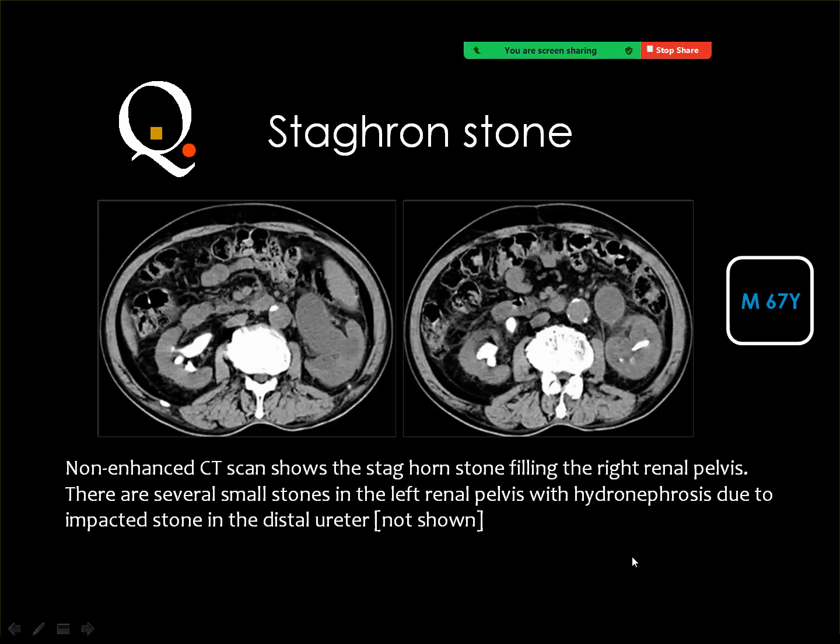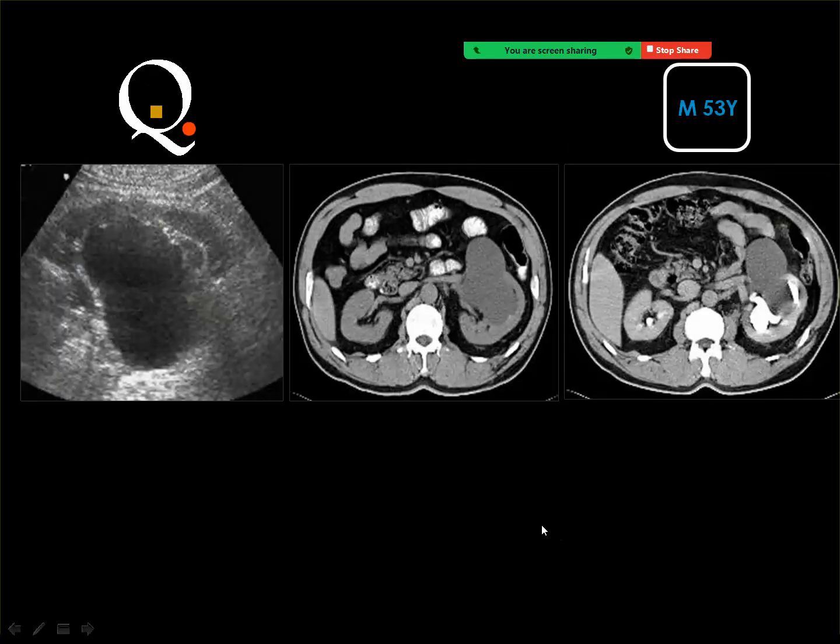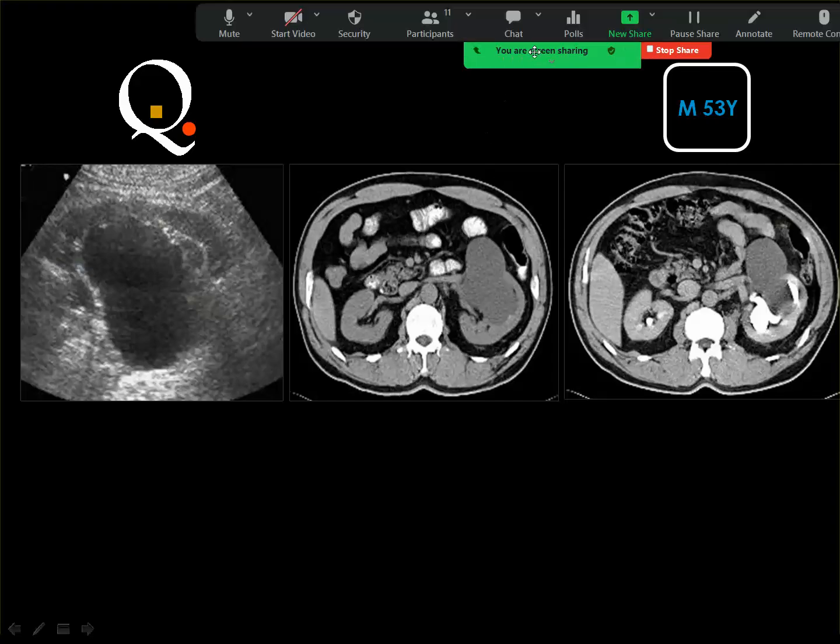Next case is male, 53 years old, with ultrasound of the kidney, CT without contrast, and CT with contrast excretory phase.